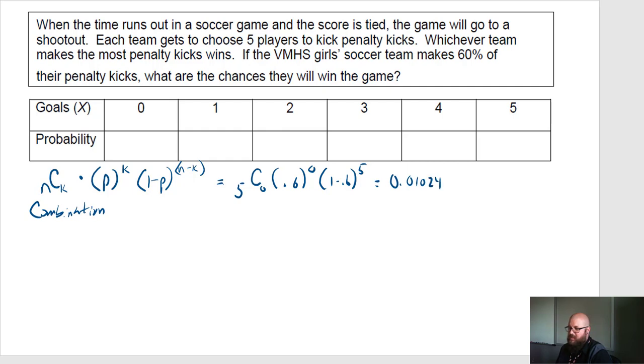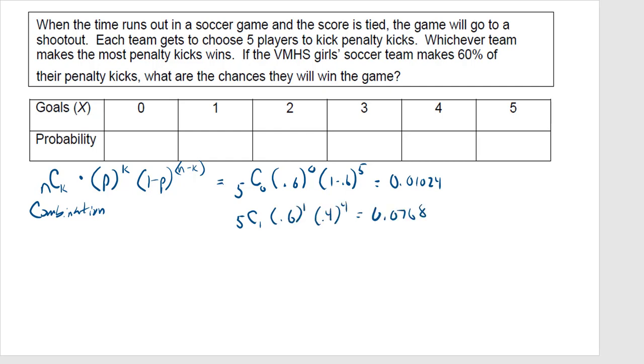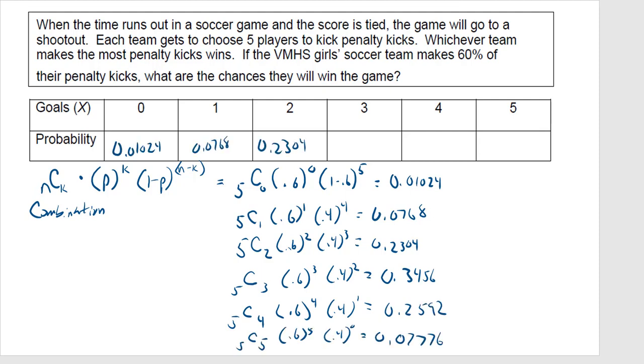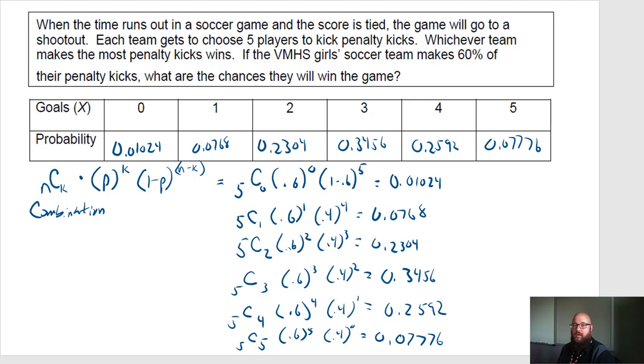And then you could do all of these going forward. Alright, so that's how we come up with all the probabilities for each amount of goals we expect to make out of those 5 kicks. Anywhere from missing all 5 of them to making all 5 of them. Gives us our probability of how that works out based on our 60% probability of making a goal.